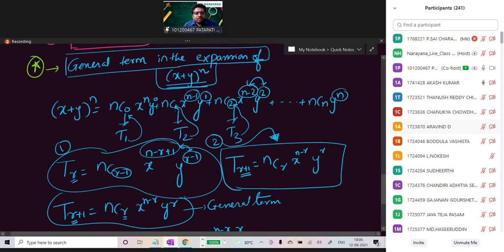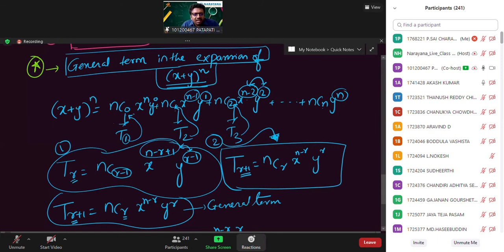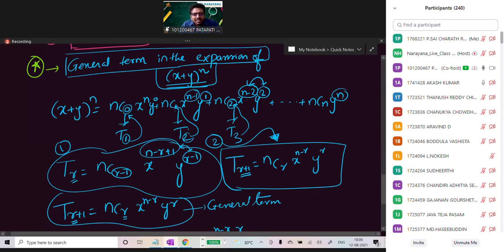See, if you write T1, T1 has NC0. T2 has NC1. T3 has NC2. TR will have NCR, right? And whatever is here, the same thing is carried out by power of y. So if it is NCR minus 1, y will have power of r minus 1. And the sum of the powers of x and y will always be equal to n. So, if it is r minus 1, what is this? The n minus r plus 1.